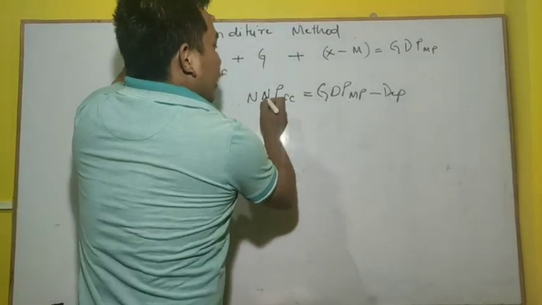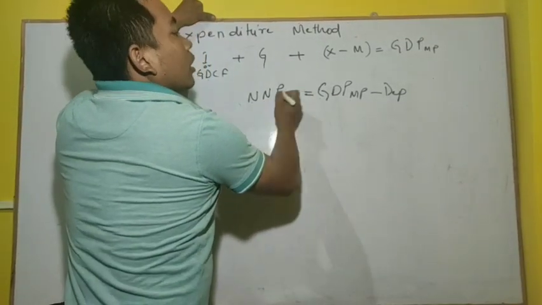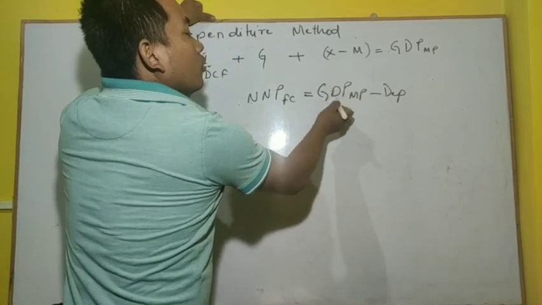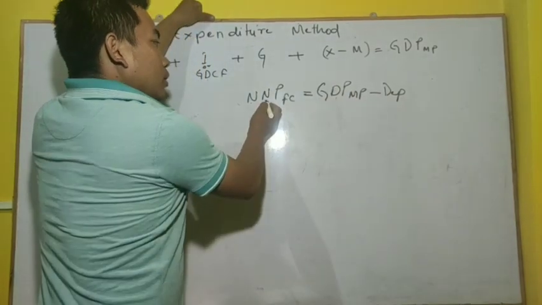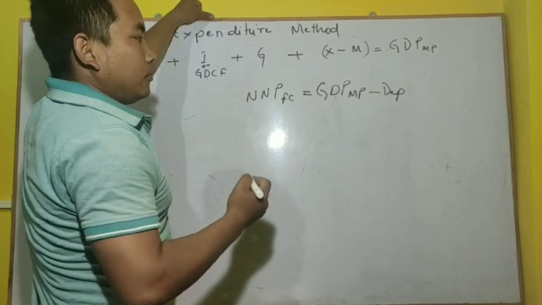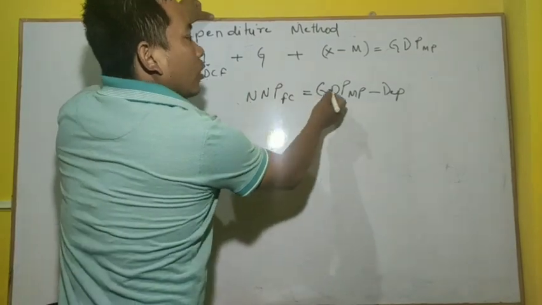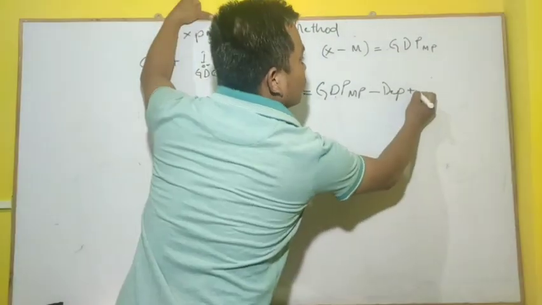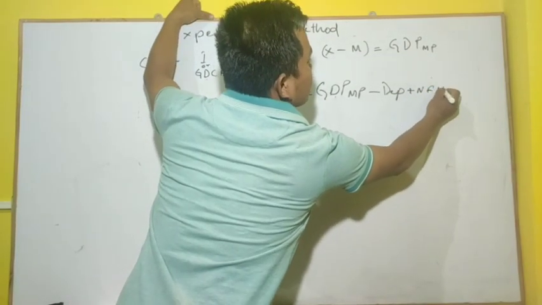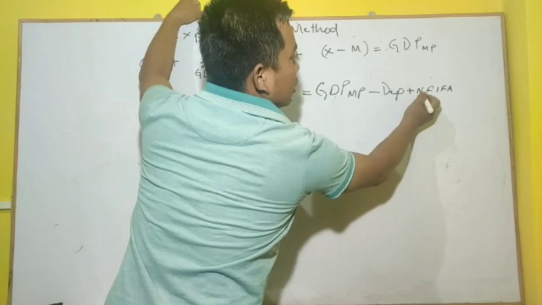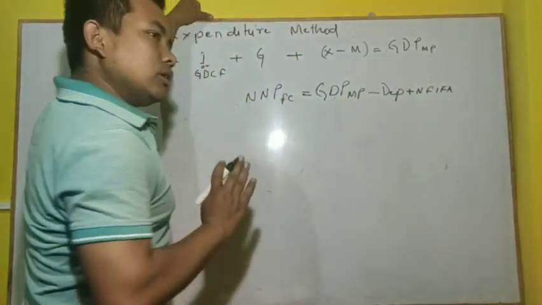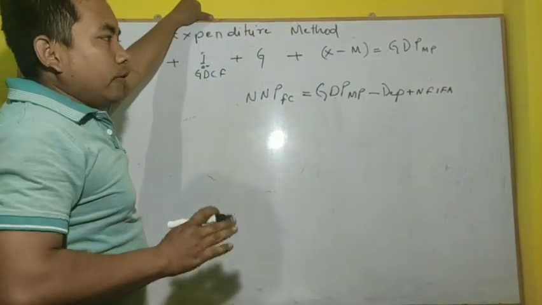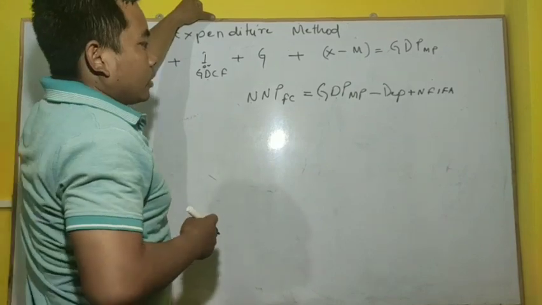Similarly, we need to find national value. In this domestic value, we don't have NFIFA. Here, in the national value, we have NFIFA, but we need to find this one. That's why, since domestic value doesn't have NFIFA, we need to add NFIFA. Sometimes this NFIFA is also written as NFIA only. It doesn't matter, it's the same value. NFIFA or NFIA, it's the same.